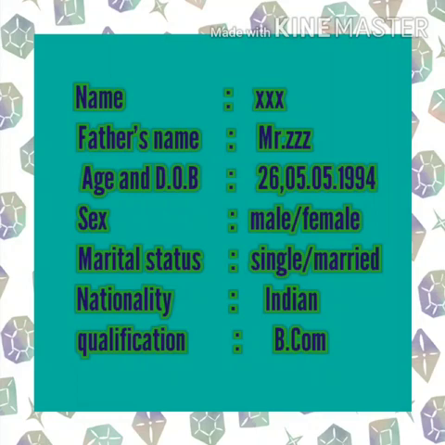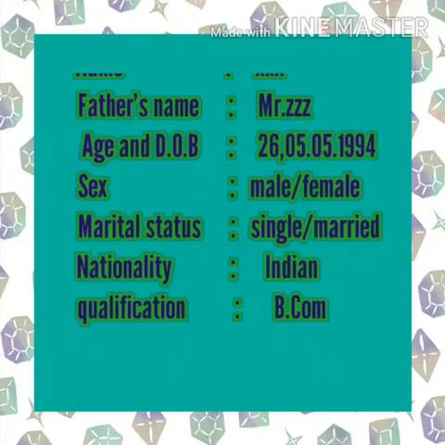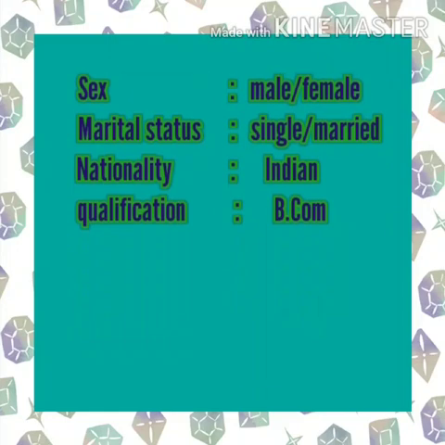And then the fourth one is sex, whether male or female. And then the fifth one, marital status. According to your age, you can mention whether you are single or unmarried. And the next thing, the sixth one, is nationality. In front of nationality, you can write Indian.